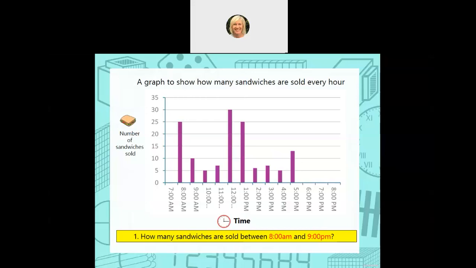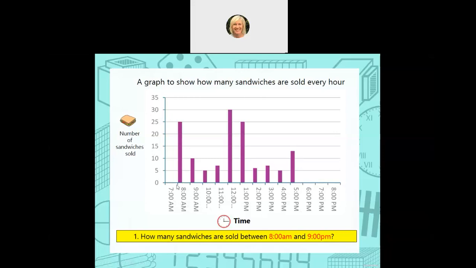You can see on the y-axis, which is the vertical side, we've got the number of sandwiches. On the x-axis, which is the horizontal part, we've got the day broken into 1 hour slots. The question is asking us how many sandwiches are sold between 8 a.m. and 9 p.m. Don't get tricked by the times.